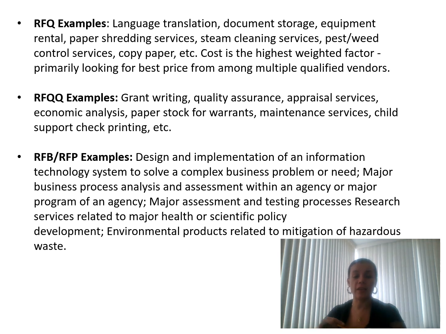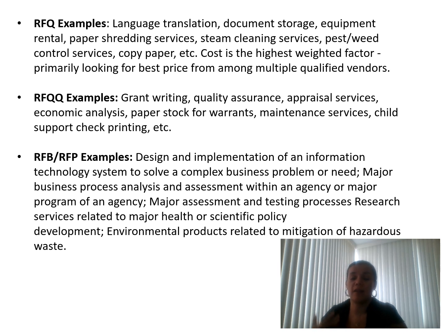In request for quotation and qualifications, examples are grant writing, quality assurance, price and services, economic analysis, paper stock for grants, maintenance services, child support checking points. In the case of request for bid and request for proposals, you have, for example, design and implementation of an information technology system to solve complex business problems or needs. That is complex procurement. Major business process analysis and assessment within an agency or major program of an agency. Major assessment and testing process. Research related to major health scientific policy.